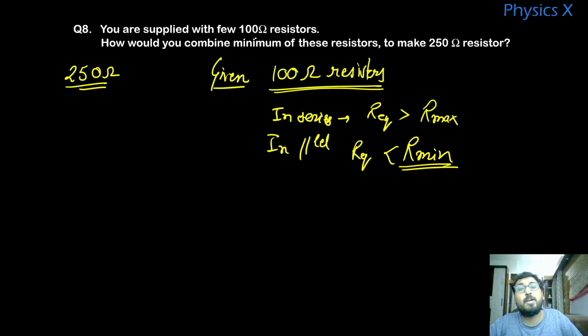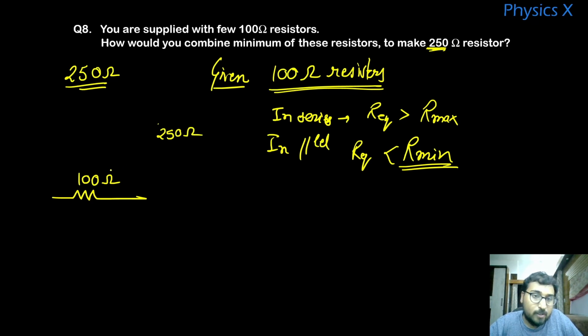So you can see from here, I need a 250 ohm resistor. If I take this 100 ohm resistor and connect another 100 ohm resistor in parallel, it is going to be less than 100 ohm. I want 250 ohm, so first I place a 100 ohm resistor. Now 250 ohm is required, so the remaining is 150, and 100 is less than 250. So again I will connect 100 ohm in series.